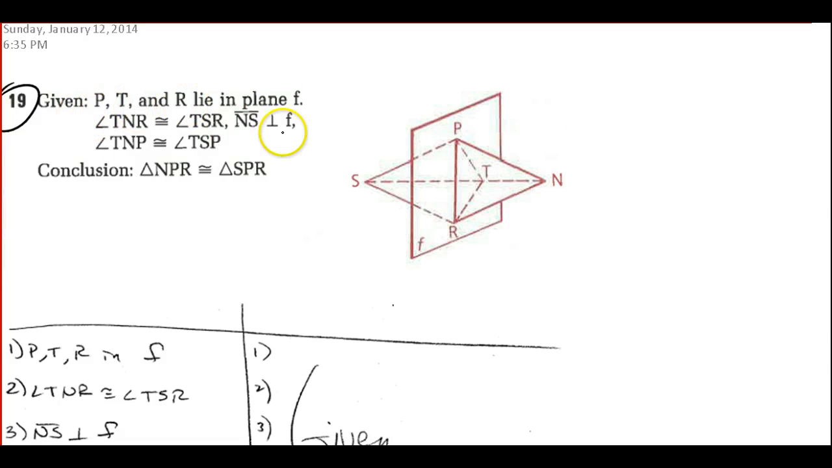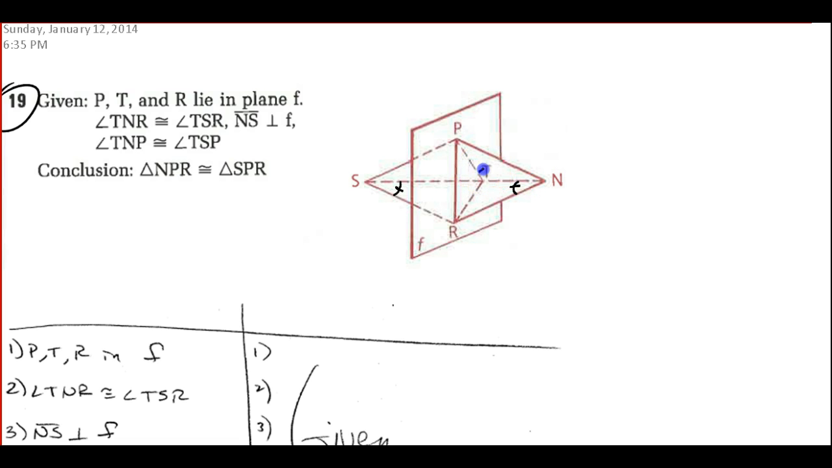We've got the PT and R line in plane F, and then we've got angle TNR, so that's this angle over here, is congruent to TSR, so that's over here. And then we've got NS is perpendicular to F. So since T is also on NS, we know that N, T, and S are all collinear. And then since NS is perpendicular to plane F, we know that it's also perpendicular to any line in plane F that passes through its foot, which is T.